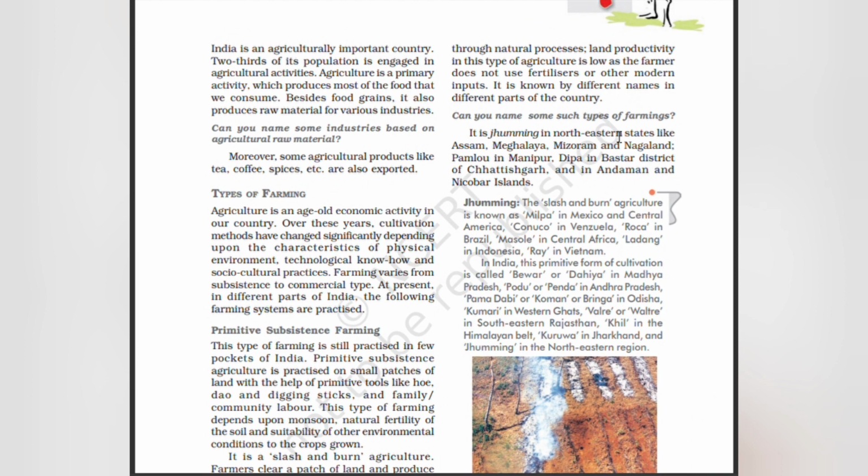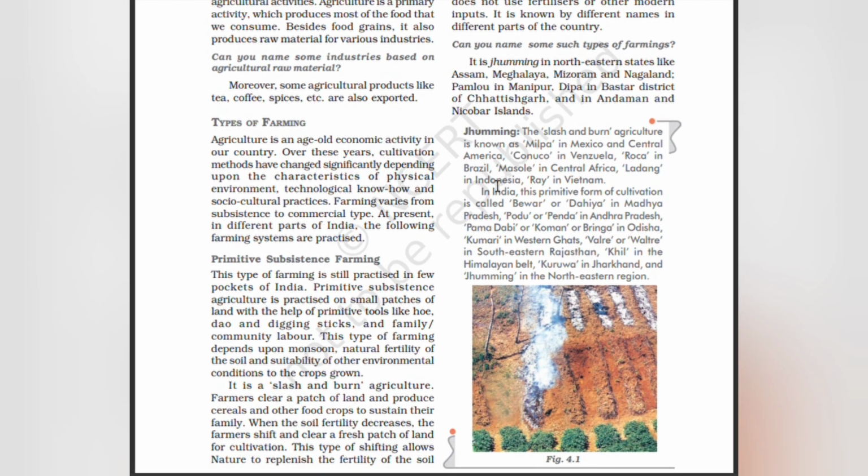Can you name some such types of farmings? It is Jhumming in northeastern states like Assam, Meghalaya, Mizoram, and Nagaland, Pamlou in Manipur, Dipa in Bastar district of Chhattisgarh, and in Andaman and Nicobar Islands. The slash and burn agriculture is known as milpa in Mexico and Central America, conuco in Venezuela, roca in Brazil, masole in Central Africa, ladang in Indonesia, ray in Vietnam.